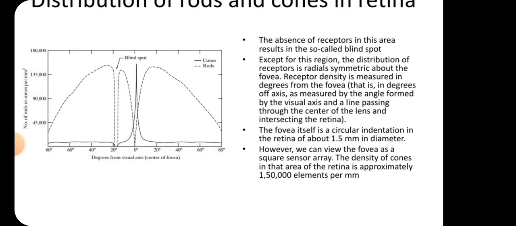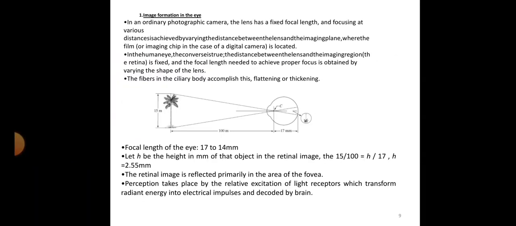Then the fovea itself is a circular indentation in the retina of 1.5 mm in diameter. Except for this region, the distribution of receptors is radially symmetric about the fovea. Receptor density is measured in degrees from the fovea, that is, in degrees of axis as measured by the angle formed by the visual axis and a line passing through the center of the lens intersecting the retina. Here the image size is shown.